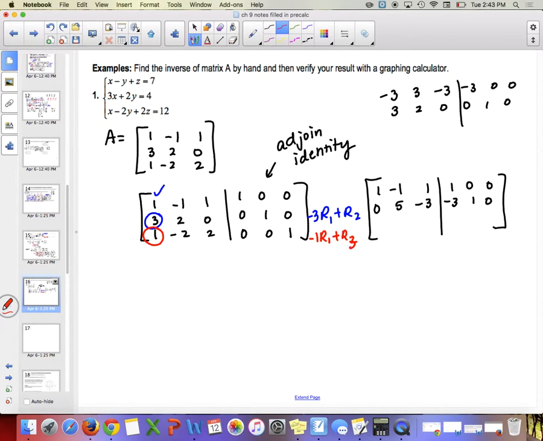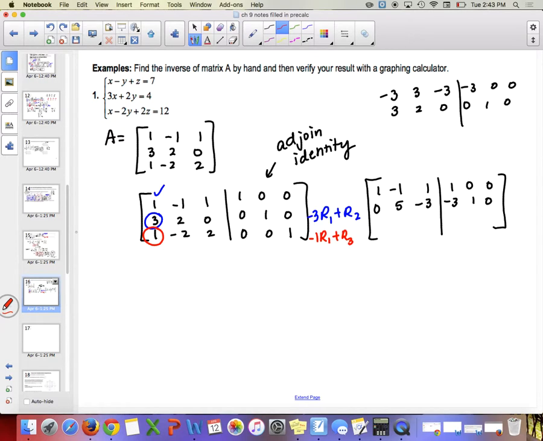Oh, row 3. Thank you. Who corrected me? Julia? Was that Julia? I heard someone say row 3. You and Julia's voice sound very similar. All right. Who was that? I don't know.